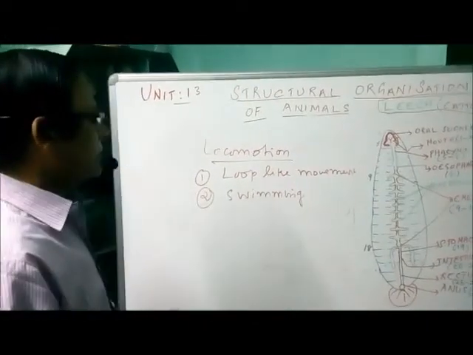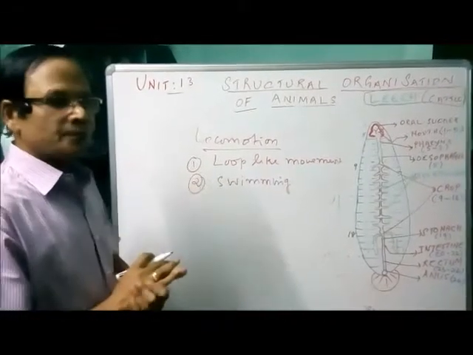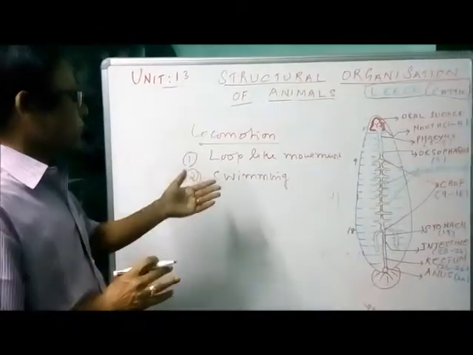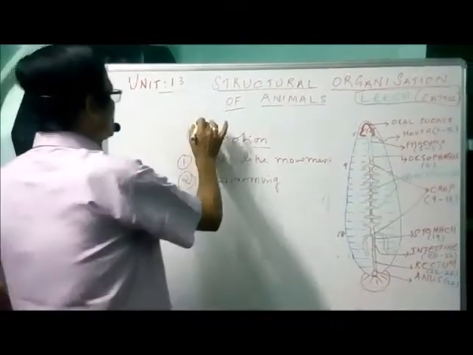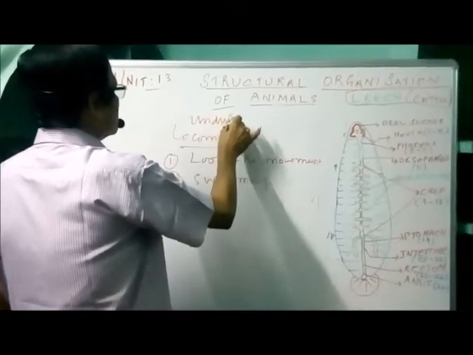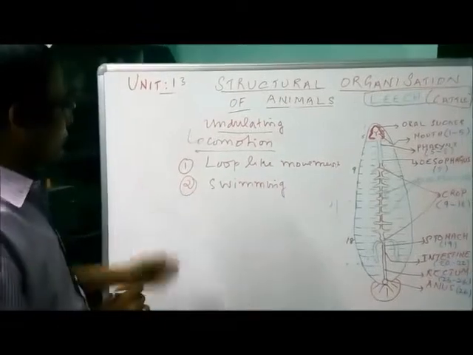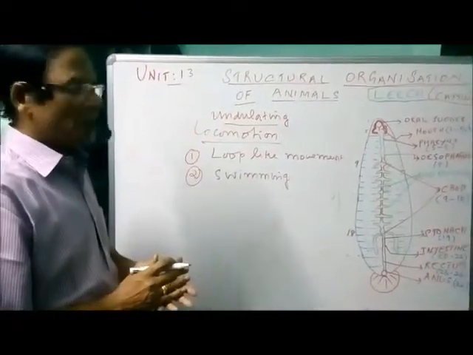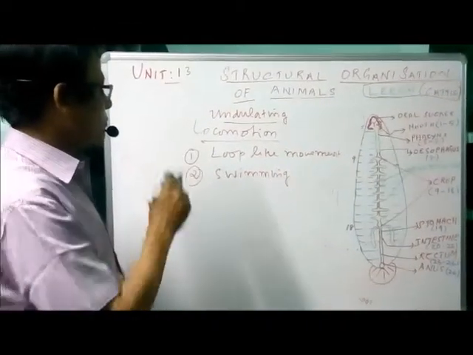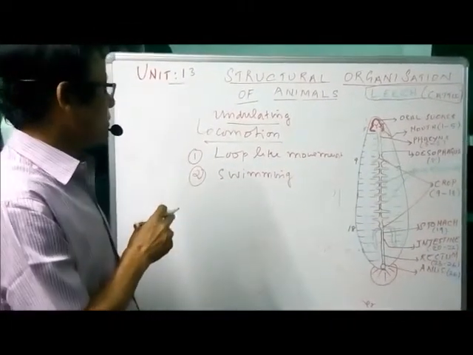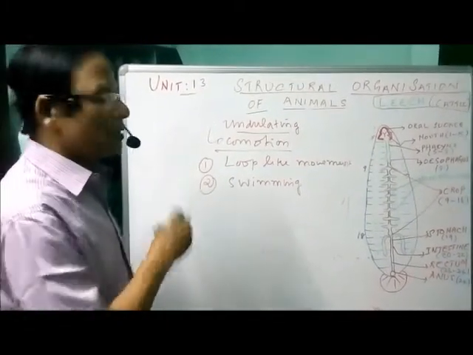So the leech is also able to swim very actively, that is in water. That type of movement is called swimming movement. While swimming in water, it shows what is called undulating movement. So it swims in water by showing undulating movement. Undulating movement means wave-like movement. So loop-like movement on land, swimming movement where you have undulating movement because of the active movement of the animal in water.